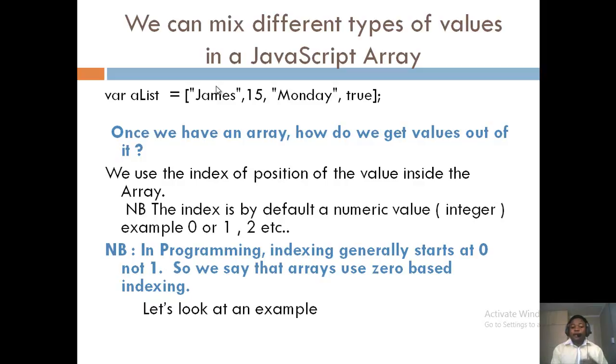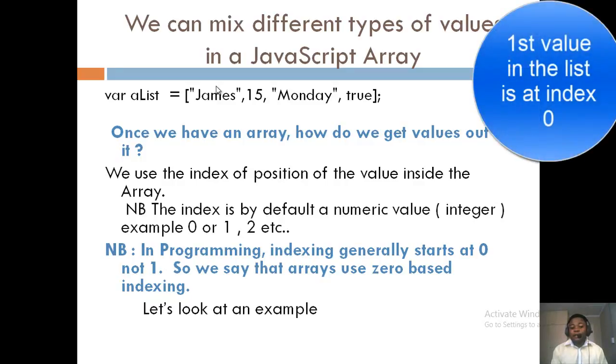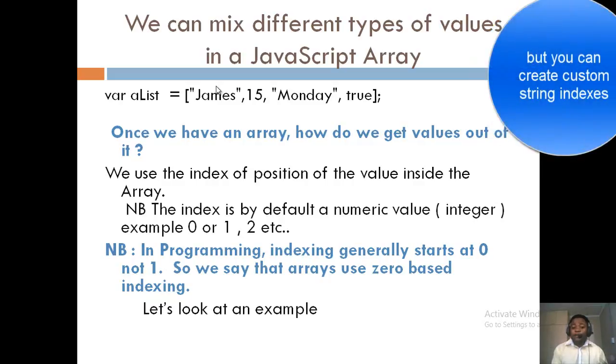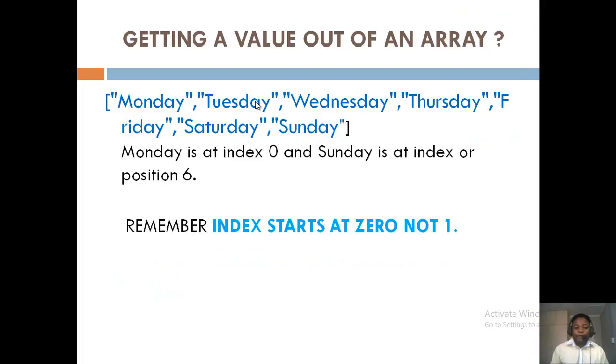Okay, so in programming we usually say that arrays use 0-based indexing. These indexes are by default numeric values starting from 0, 1, 2, and going upward. So let us have a look at an example.